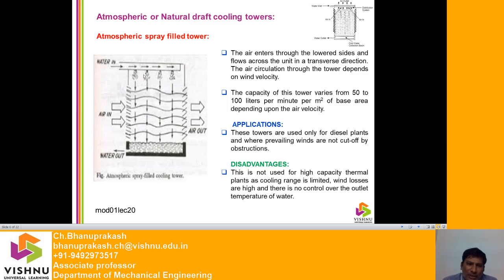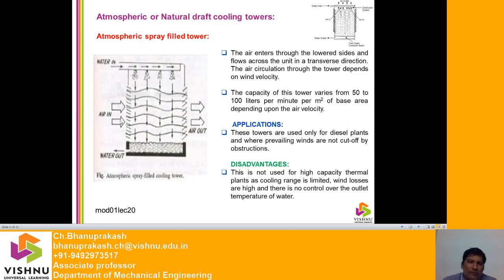Here the water will be sprayed. Air will flow in this direction, and water will be coming in the upward direction. It is nothing but cross flow. The air enters at the lower sides and flows across the unit in a transverse direction. So the air circulation through the tower depends mainly on wind velocity.